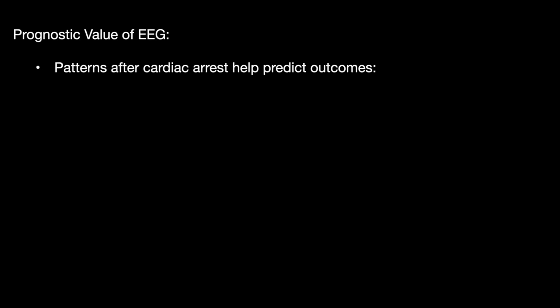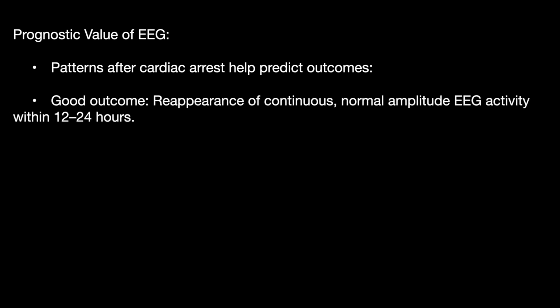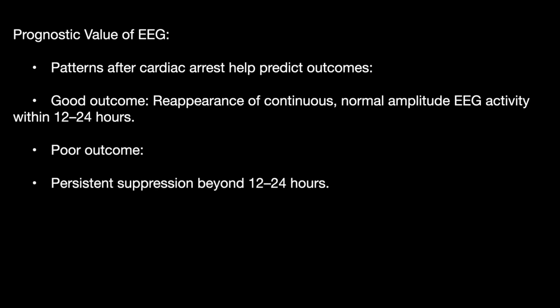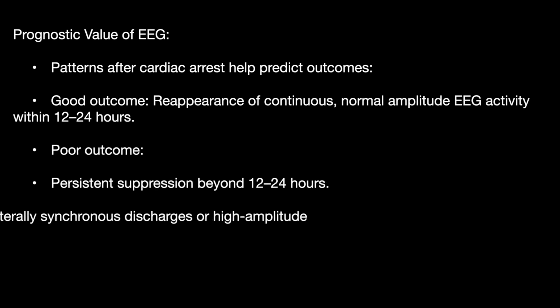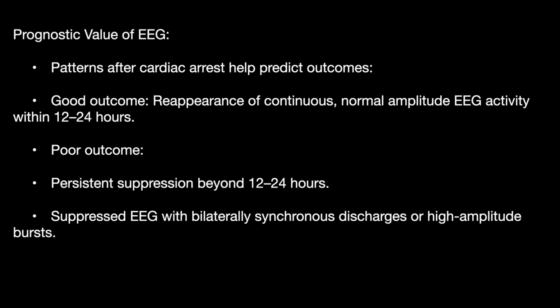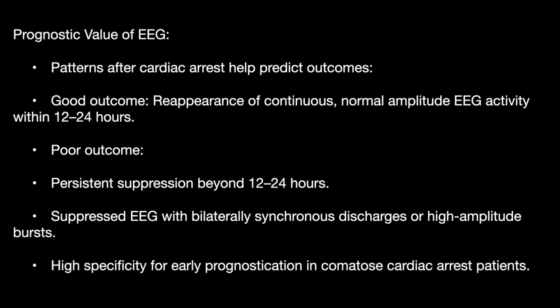Now, prognostic value. Patterns after cardiac arrest help predict the outcome. A good outcome is associated with reappearance of continuous normal amplitude EEG activity within 12 to 24 hours. In poor outcomes, there is persistent suppression beyond 12 to 24 hours, or suppressed EEG with bilateral synchronous discharges or high amplitude bursts. This has high specificity for early prognostication in comatose cardiac arrest patients.